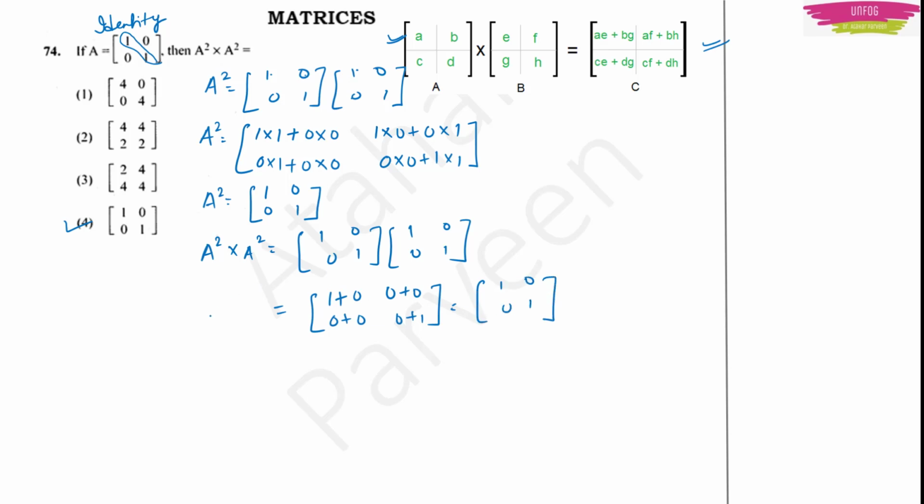So if you know that identity, if you remember that rule, then you will not have to solve this problem at all. You will just tick option 4 as the right answer. Because in a square matrix which is an identity matrix, if you multiply it, you will have the matrix itself.